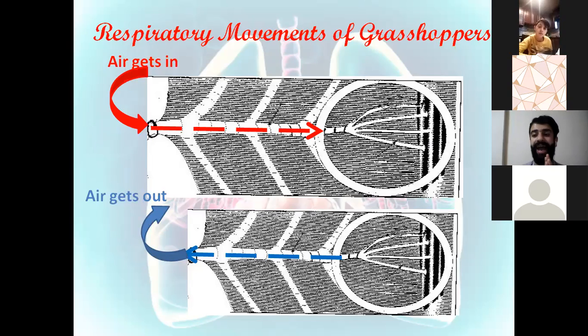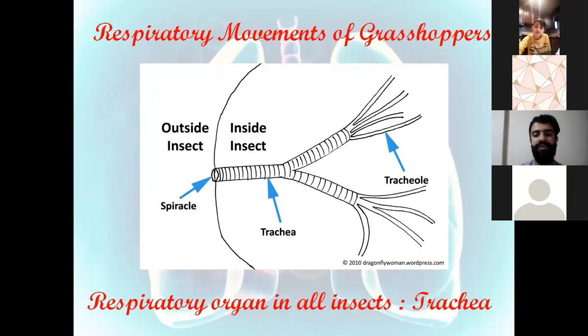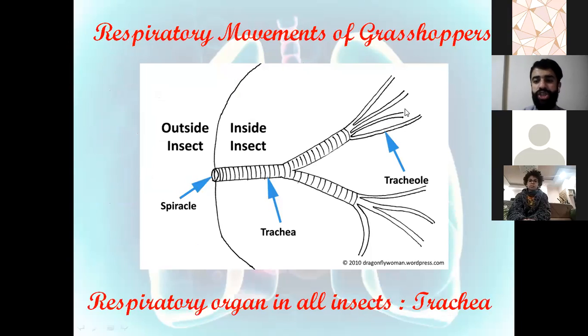Trachea. The trachea. Trachea, excellent, very good. So the air enters these particles and moves toward the trachea. So the respiratory organ in all insects is called the trachea. Thank you. Very good, Aya.